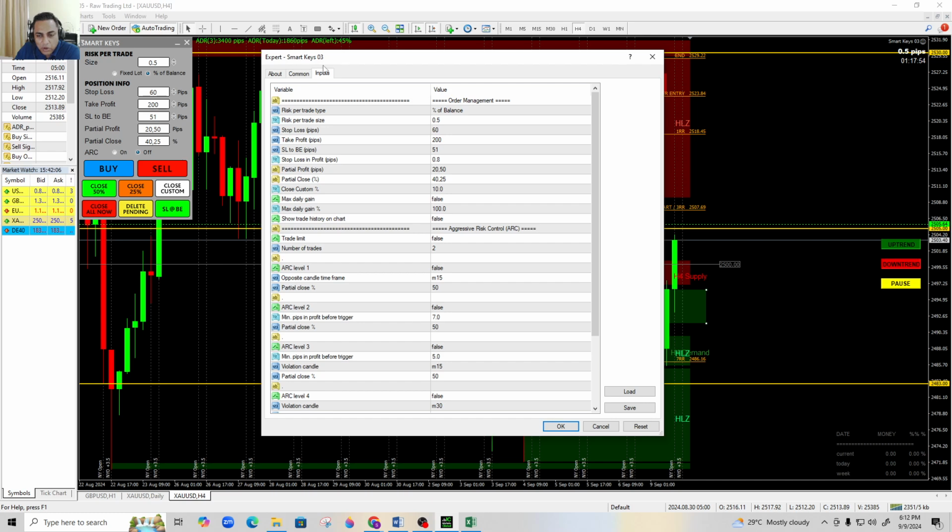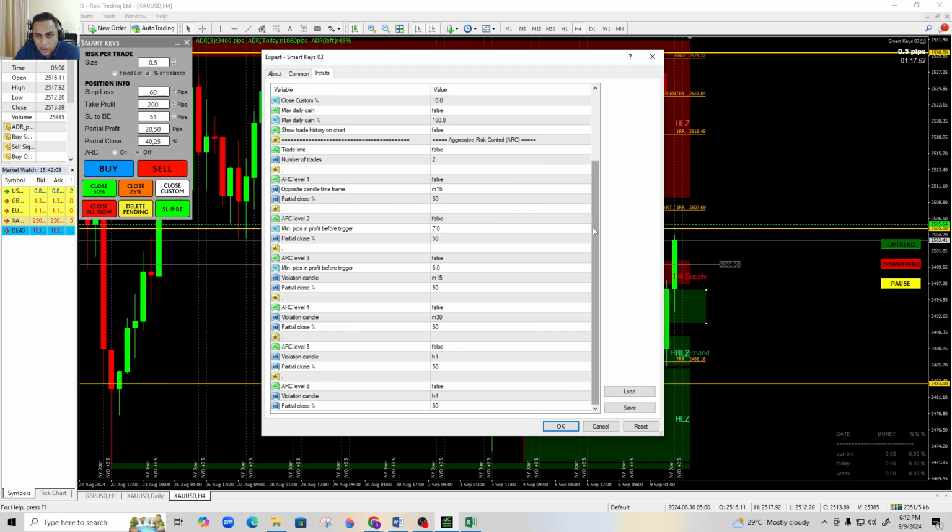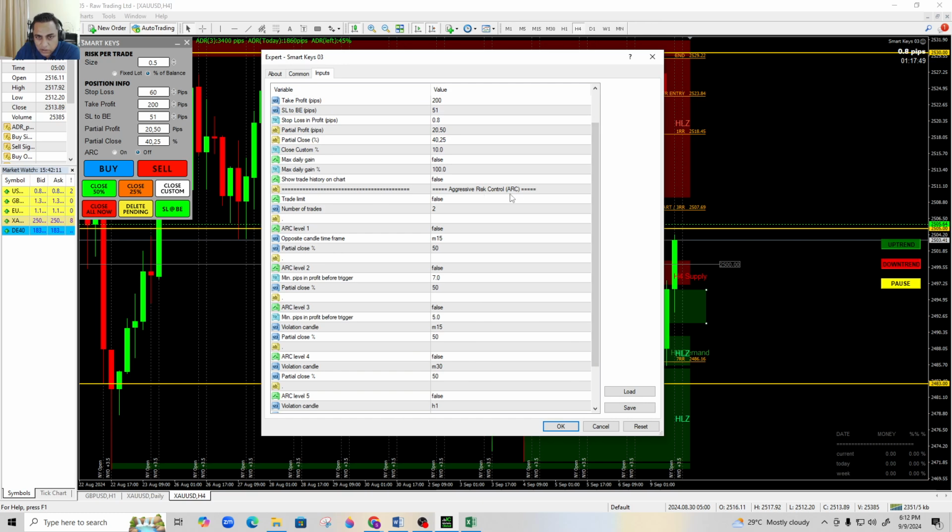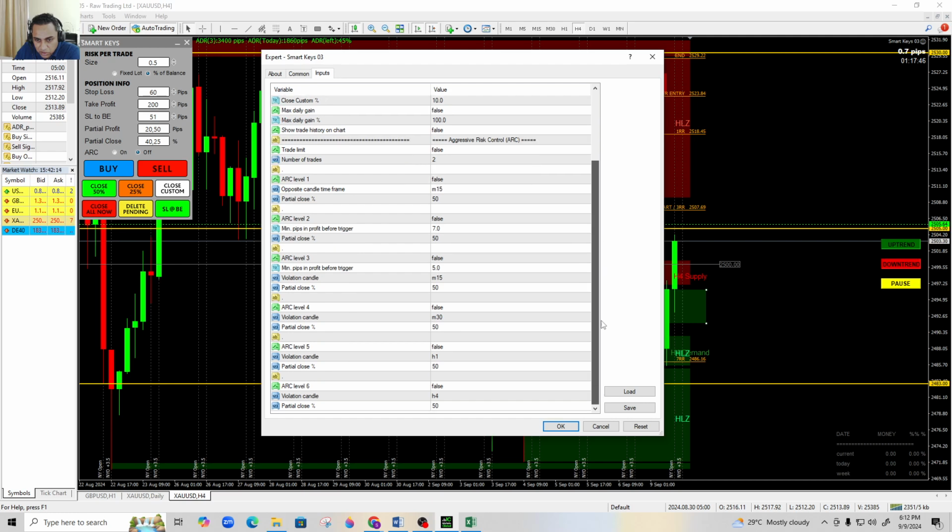Again, this trade manager is available on MQL5. Here, aggressive risk control settings. We will talk about this in another session. I'm not going to talk about it now. Right now, it's switched off. I've switched it off for this session trading. So you can see that it's false on everything. But if you do want an explanation on this, go to the MQL5 site and go to this expert advisor, this EA or this trade manager, and you will see examples of how this aggressive risk control setting works, right?